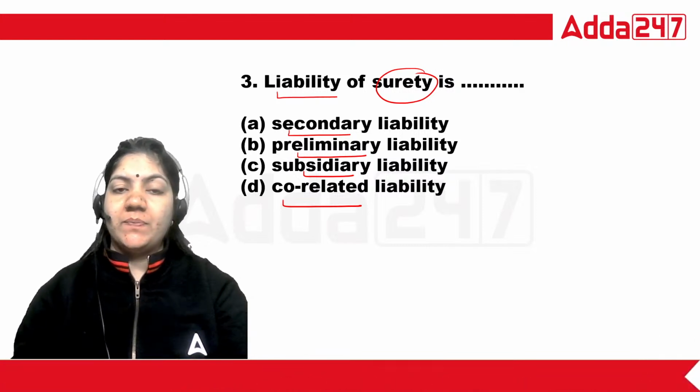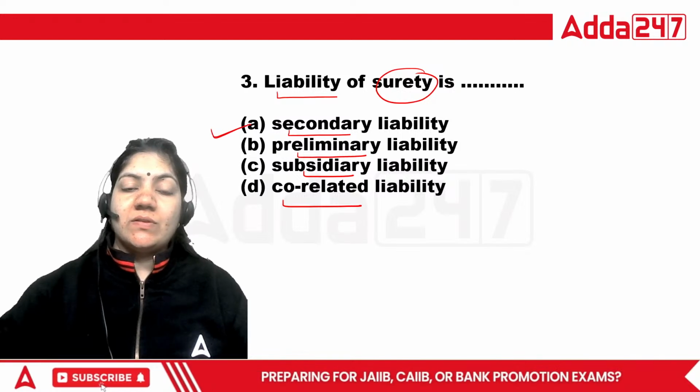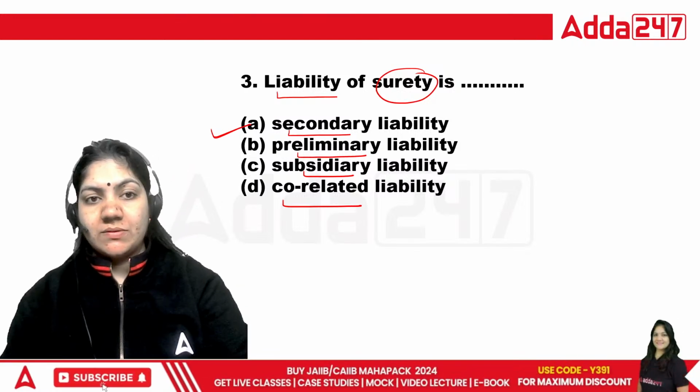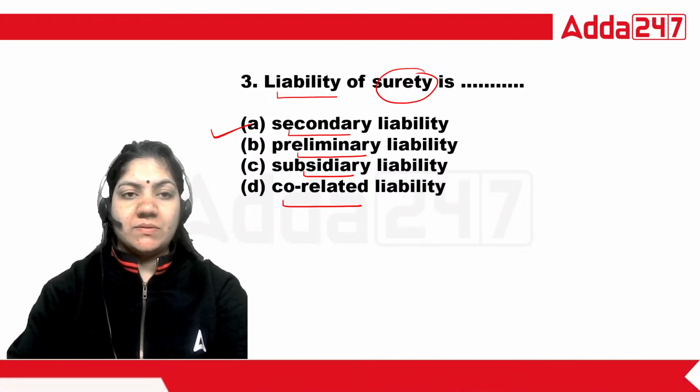So for this question, the right answer is that the liability of the surety is secondary. So for the third one, A is the right answer. Okay, A will be the right answer.